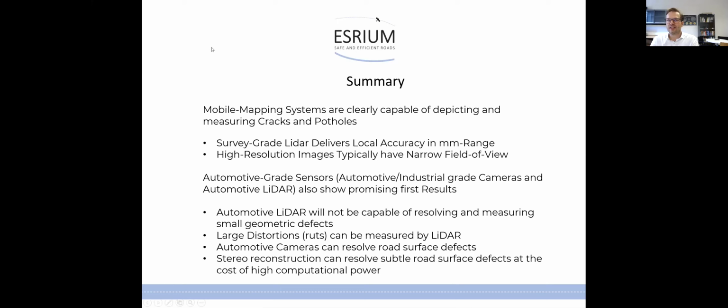Of course, at a certain cost. The cost is especially in the computational power required to finally do the stereo matching and stereo reconstruction. The cameras by themselves can resolve the road defects at sufficient detail, and also with a good auto exposure method, they can operate also at those high speeds above 100 kilometers per hour.